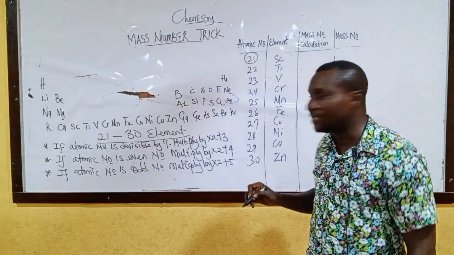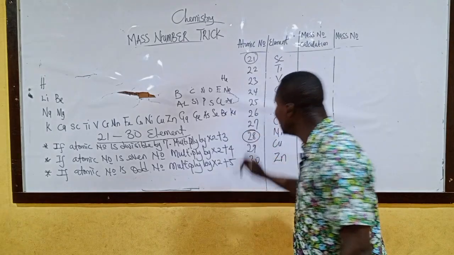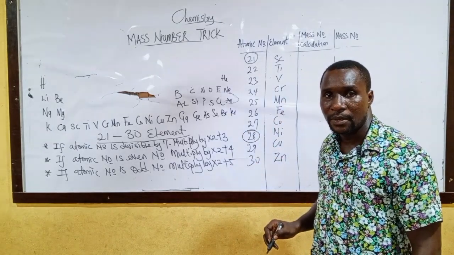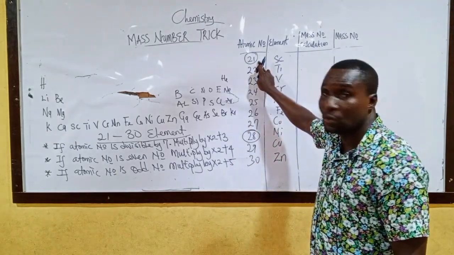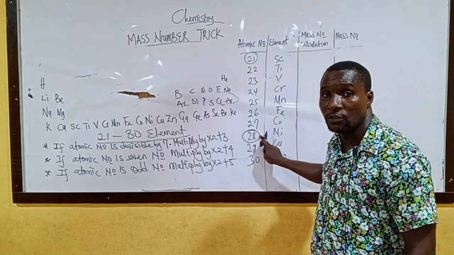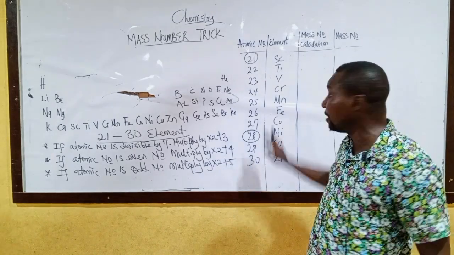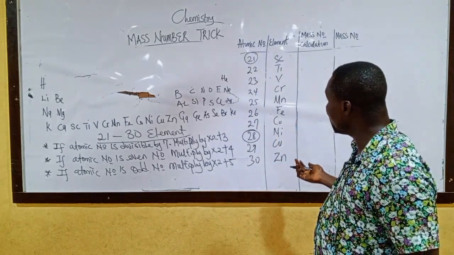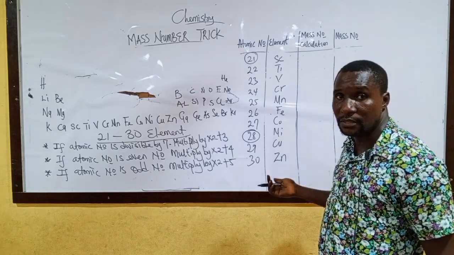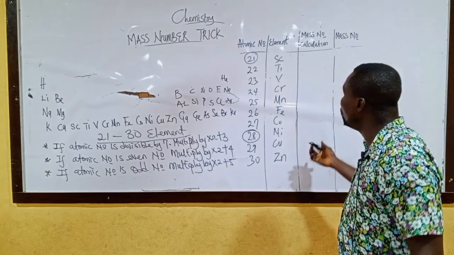Let us look at the ones that are divisible by 7. 21 is divisible by 7. 28 is divisible by 7. That means 7 can divide 21, and 7 can divide 28. They are the only 2 here. What are we going to do?